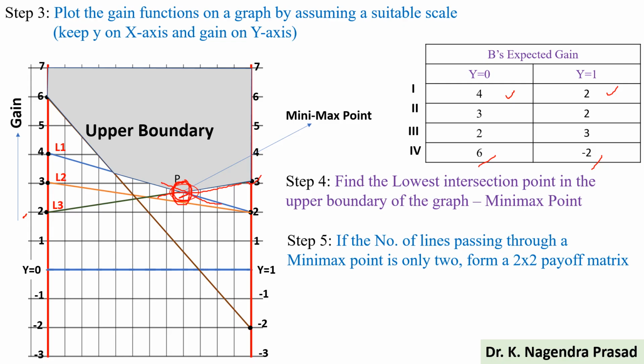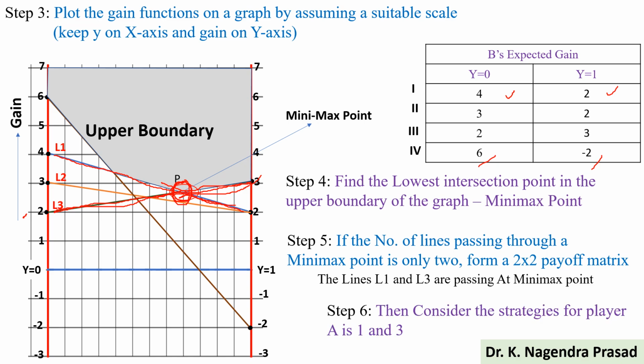That is the line L1. This is the line L1, and similarly this is the line L3. So line L1 and line L3 are passing through the mini-max point. Then we have to form only these two strategies into the 2 by 2 payoff matrix. So here lines L1 and L3 are passing at the mini-max point.